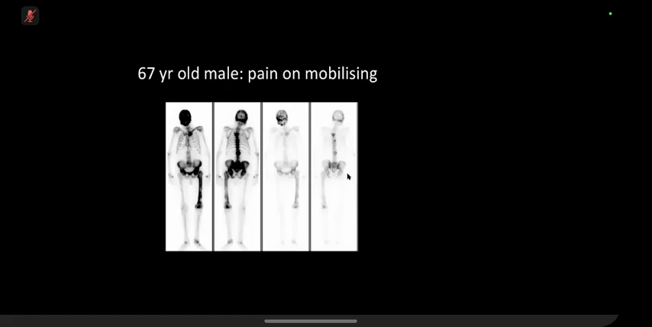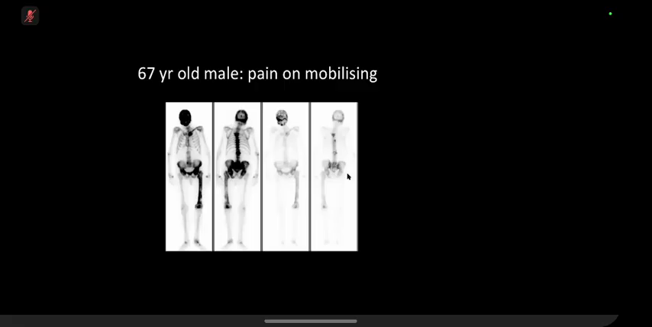The SI joints are quite significantly picking up the tracer also. There's also increased uptake in the spine, which is fairly homogeneous, and the left sternoclavicular joint is probably high uptake as well. And I see some increased uptake in the joints in the left ankle and less so in the right ankle. So this is in a 67-year-old male patient who's got pain on one side.